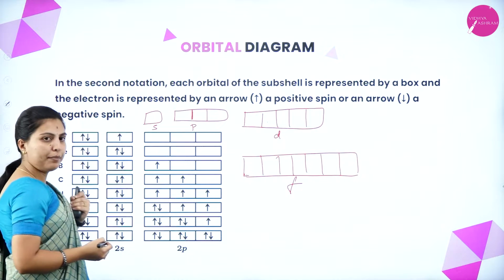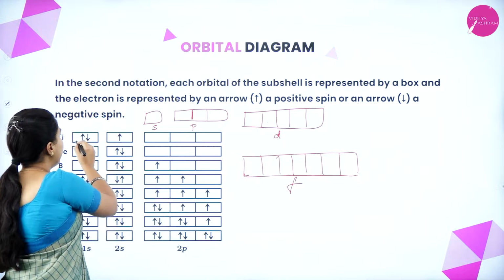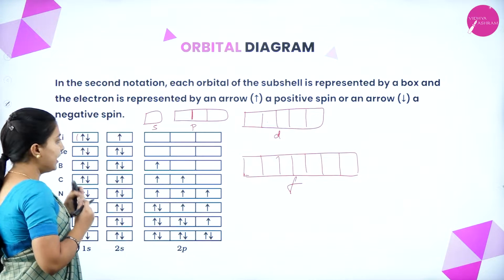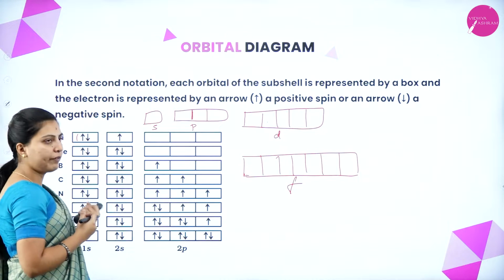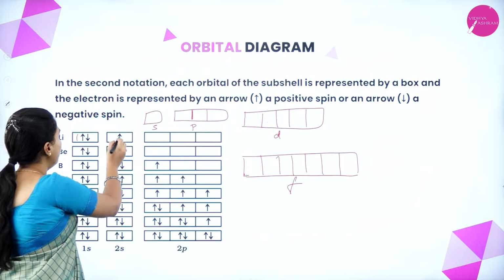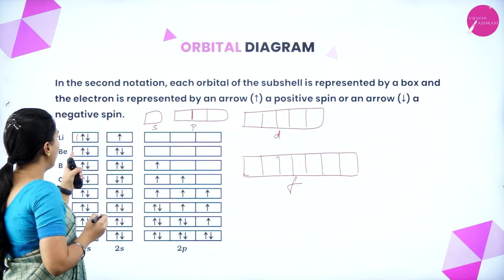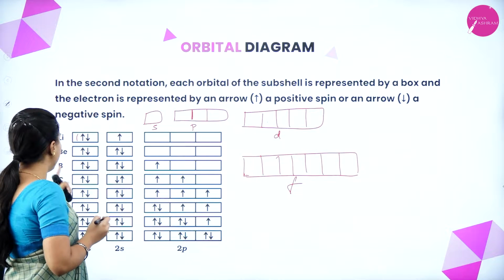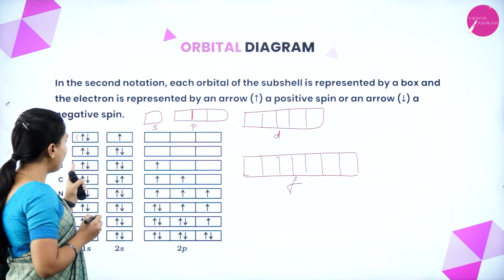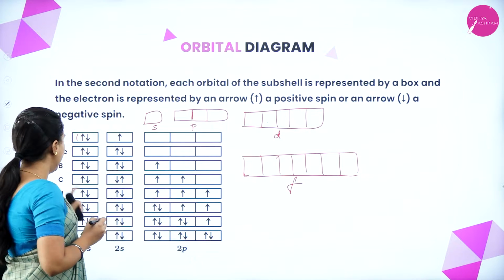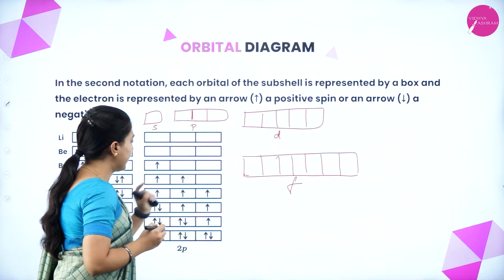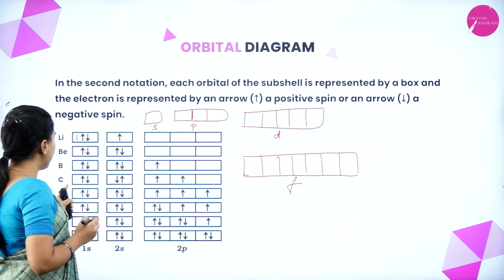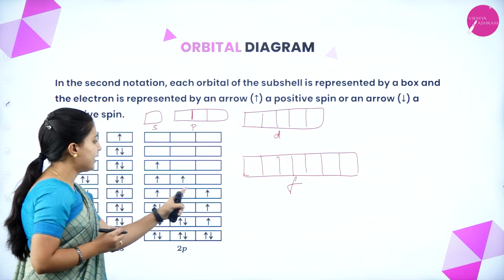Lithium, atomic number 3. Each orbital contains 2 electrons and they should have opposite spin. If one is positive, the other will be negative. Beryllium 4, Boron 5, Carbon 6, Nitrogen 7, with the electrons filled one by one.